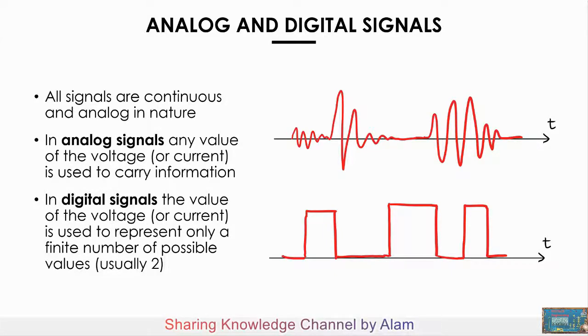Signals can be divided into two big categories, analog and digital signals. In this lesson, we're going to talk about the difference between the two. Let's start with the analog signals. We have a definition here.